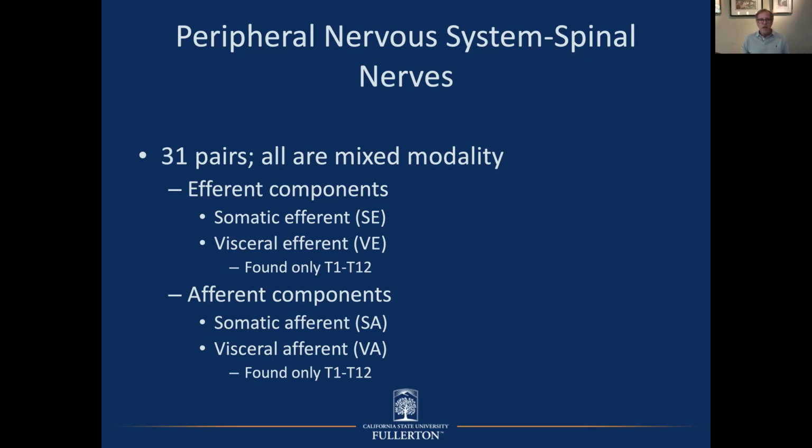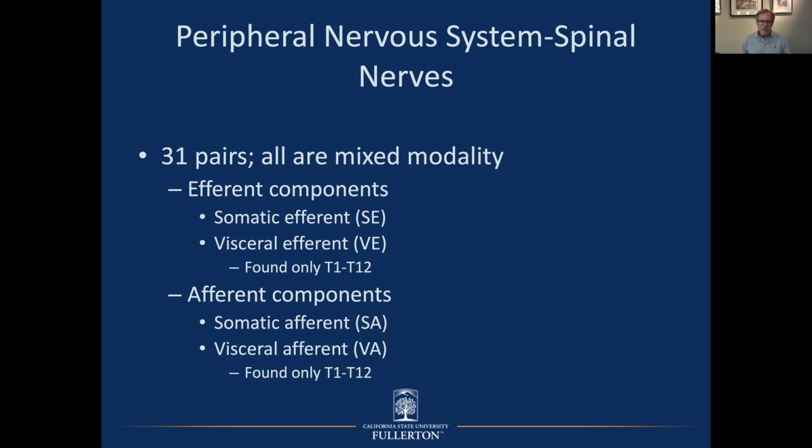sensation, etc. There's a distinction between somatic efferent. Now you know somatic efferent. Those are neurons that are going to go to striated muscles. And there are visceral efferent. Those are neurons that are going to go to smooth muscles, mainly for digestion. And those are found only from T1 through T12.